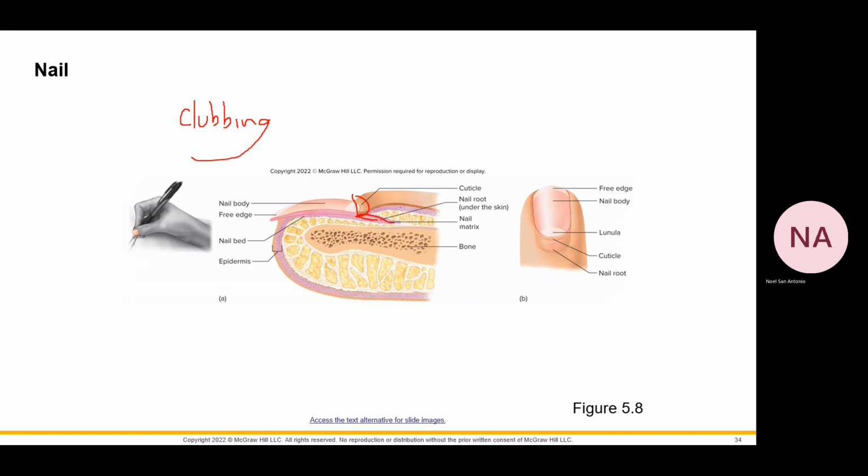Now, you will also notice that near the nail root, you will find a semilunar, crescent-shaped, white structure on the root of the nail. It's called the lunula. Okay. So, sabi nga natin kanina, it can be used as a diagnostic tool for specific conditions or diseases.